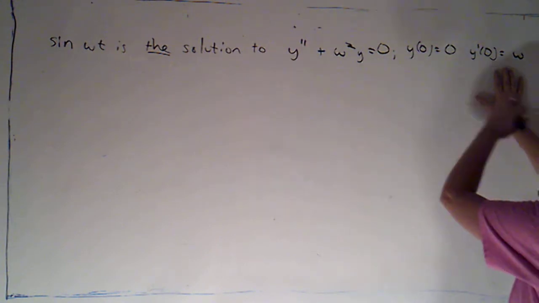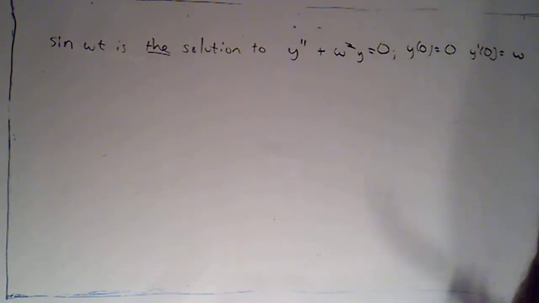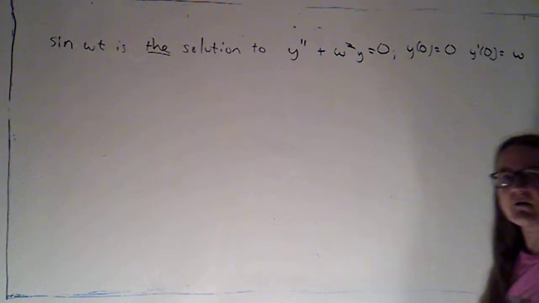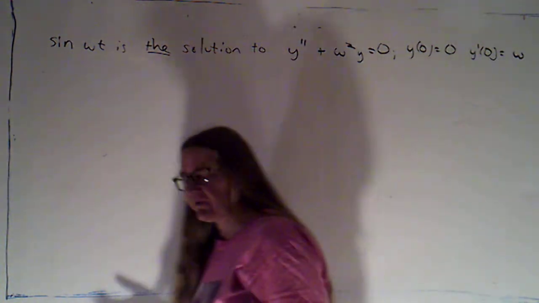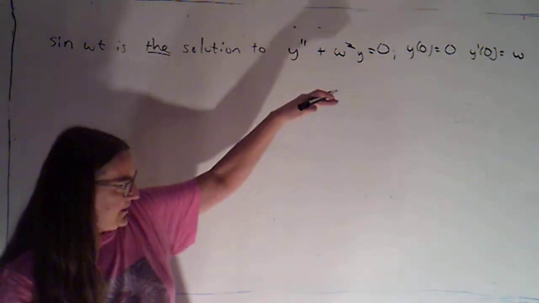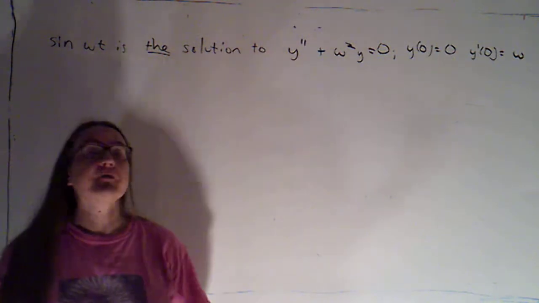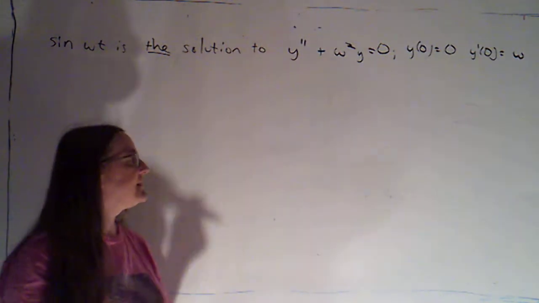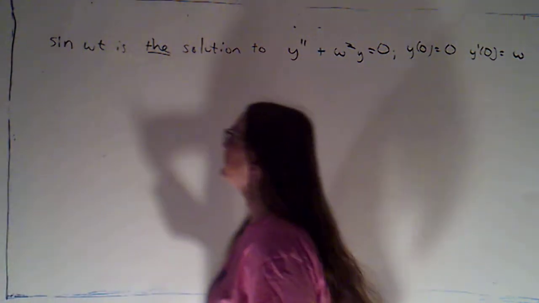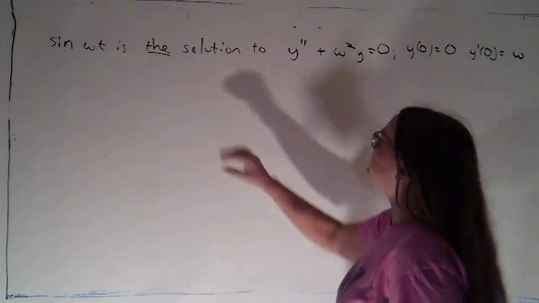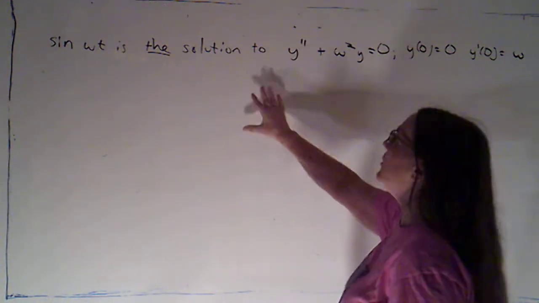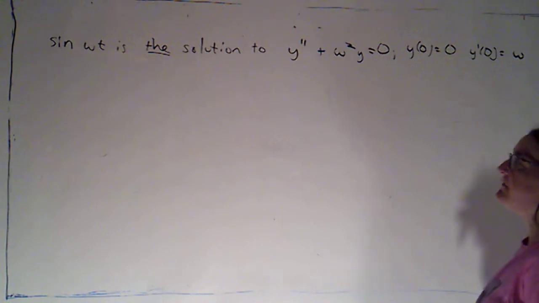Now, that's not a fact that you have to have memorized. It's pretty easy to come up with a second order differential equation initial value problem for which sine omega t is the unique solution. And once we have that, we can go ahead and take advantage of that.